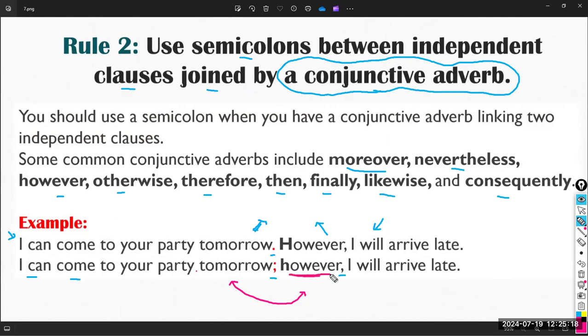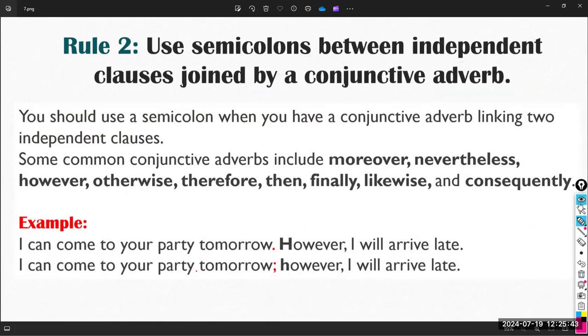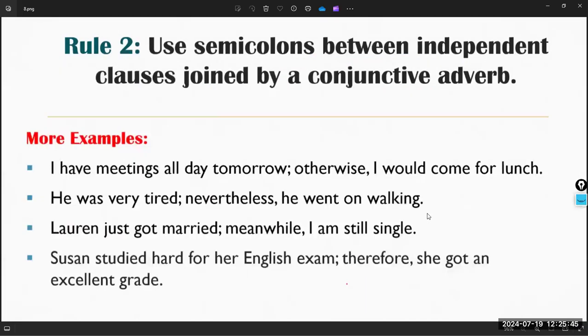But I need you to be careful about conjunctive adverbs if you want to use them in the middle of the sentence. If you want to use them in the middle of the sentence, don't forget that before the conjunctive adverb you have to write a semicolon, and after it we have to use a comma. So please be careful because this is extremely important about using the semicolon.